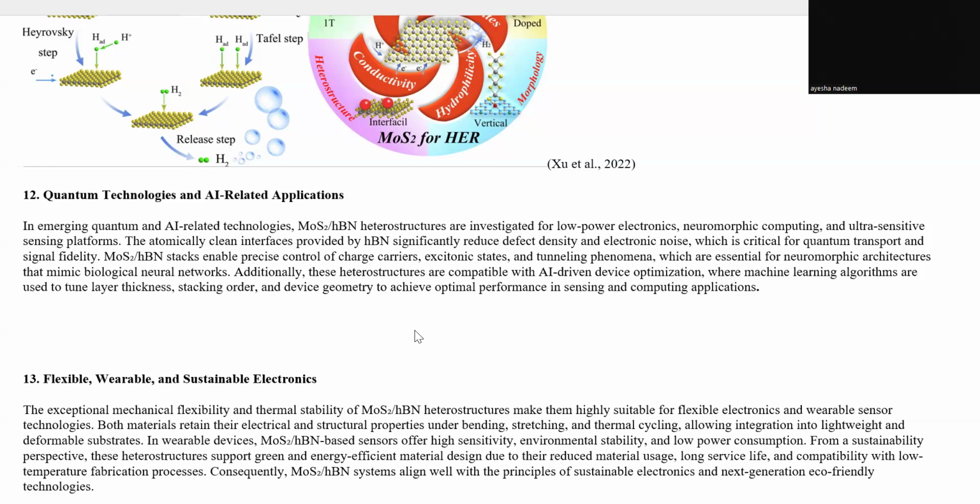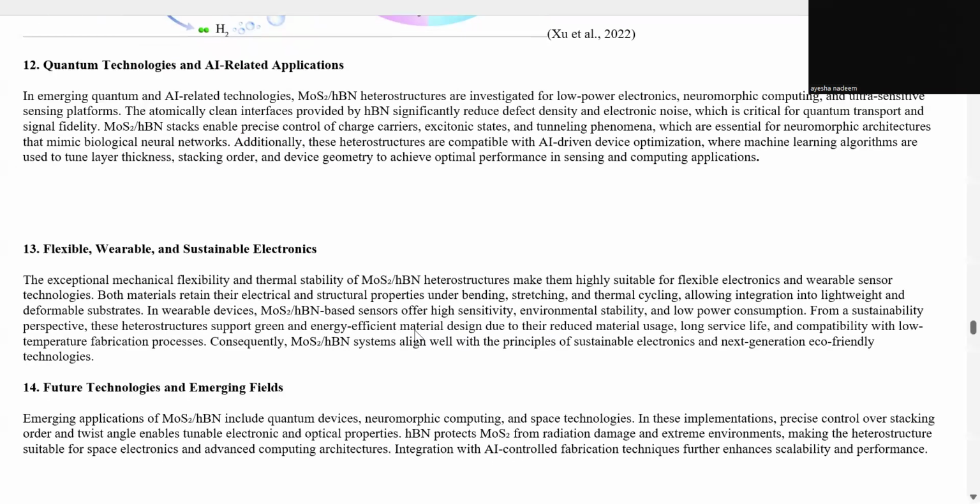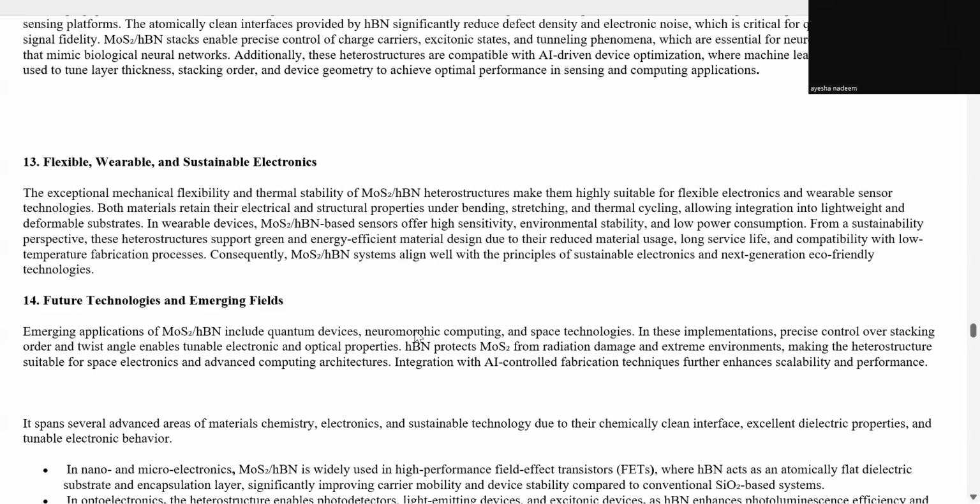Molybdenum disulfide and hexagonal boron nitride stacks enable precise control of charge carriers, excitonic states, and tunneling phenomena, which are essential for neuromorphic architectures that mimic biological neural networks. Additionally, these heterostructures are compatible with AI-driven device optimization, where machine learning algorithms are used to tune layer thickness, stacking order, and device geometry to achieve optimal performance in sensing and computing applications. The 13th application is flexible and wearable sustainable electronics.